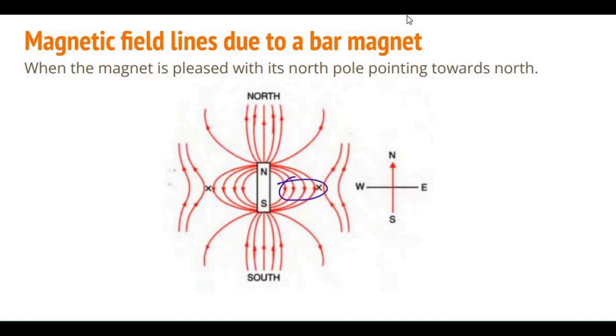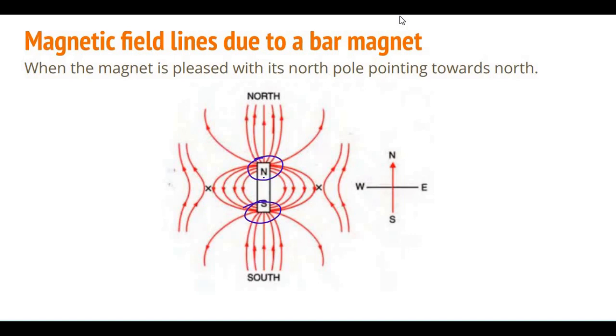Yahan dekho, ek ek magnetic field line ke beech mein kafi distance hai. So where the magnetic field lines are far apart from each other, this shows that the magnetic field is weak at that region. Aur agar dhyan se dekho to poles ke paas magnetic field lines have, you know, crowded. That means magnetic field lines have become very close to each other. Poles, dono poles ke pas, north pole and south pole ke pas. So poles ke pas kya hota hai? Very strong magnetic field hota hai.